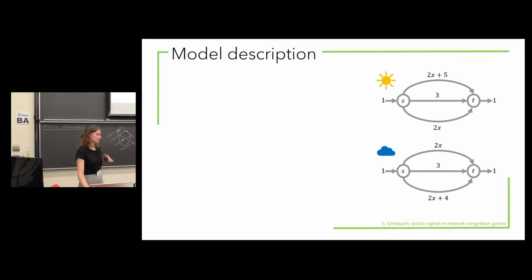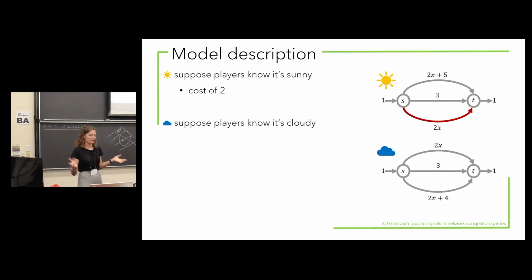So what do we do? Well, suppose we knew that it was a sunny day. Then we know for sure we are in this upper graph, and everybody would take the lower edge, because that's the fastest way to get from s to t. Since we have a population of size 1, we end up with a cost of 2. In the other case, suppose we know that it's a rainy or cloudy day. Then we know for sure we are in the lower graph, and the fastest way to get from s to t is the upper edge. We end up with the same cost of 2.